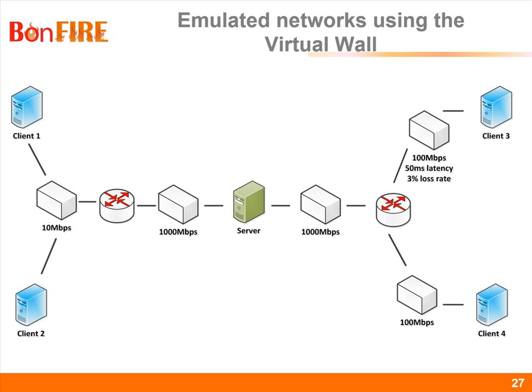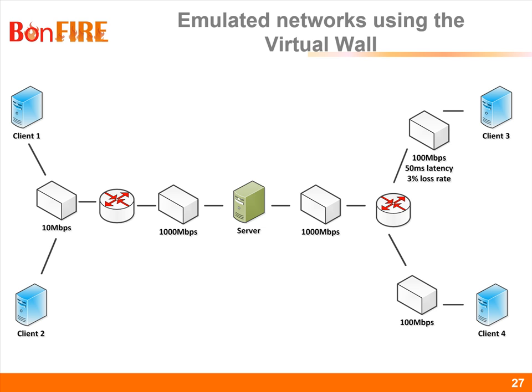So assume this topology here where you start from client 1 on a 10 megabit per second network and client 2 on a 10 megabit per second network, with a router in between them, and then they fall onto a 1 gigabit per second network to a server. The server is on a 1 gigabit per second network on the other side, and then the router points to one network with 100 megabits per second, 50 millisecond latency, and 3% loss rate. And these are guaranteed because they are configured through the virtual wall.